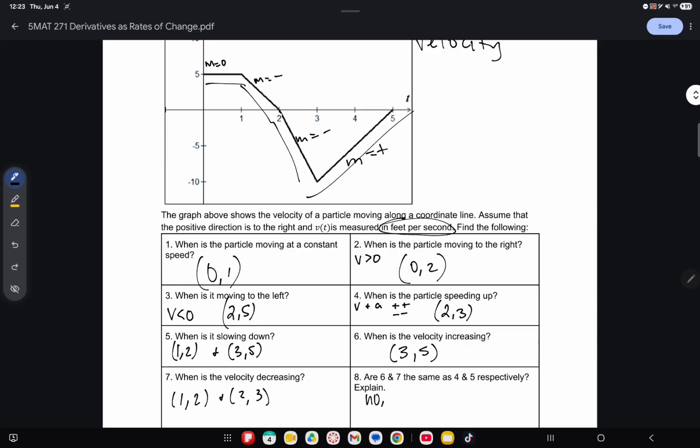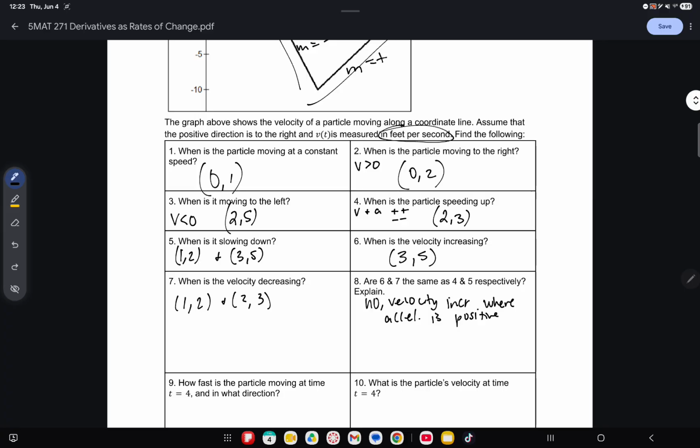So velocity increases where acceleration is positive. So if we're talking, all right, speeding up and velocity increasing, they would have to have the same sign. And then we can say the same thing for slowing down. They're not the same because the signs have to match up.